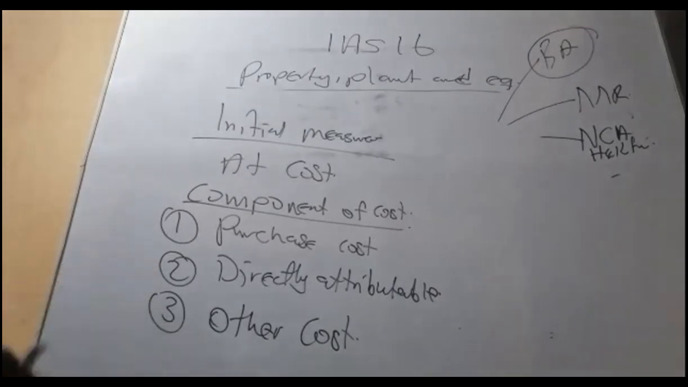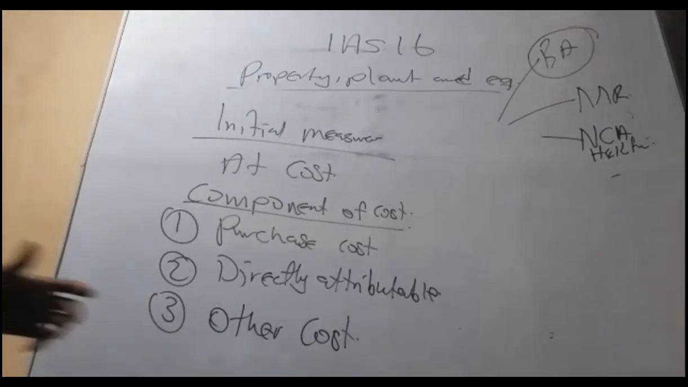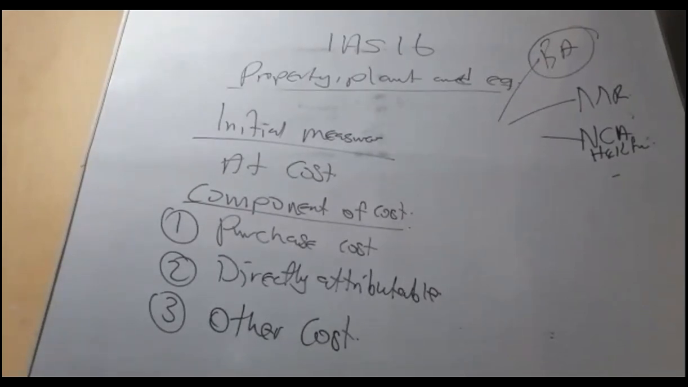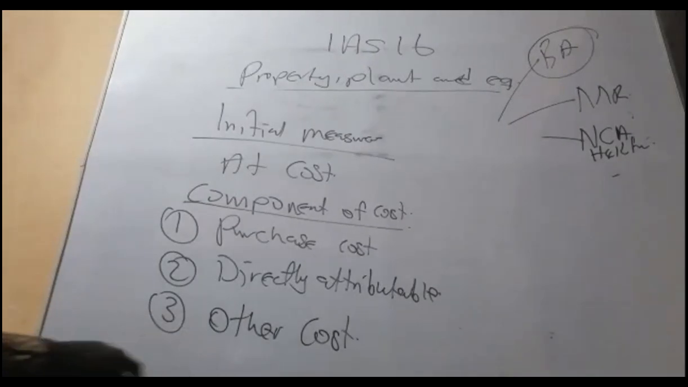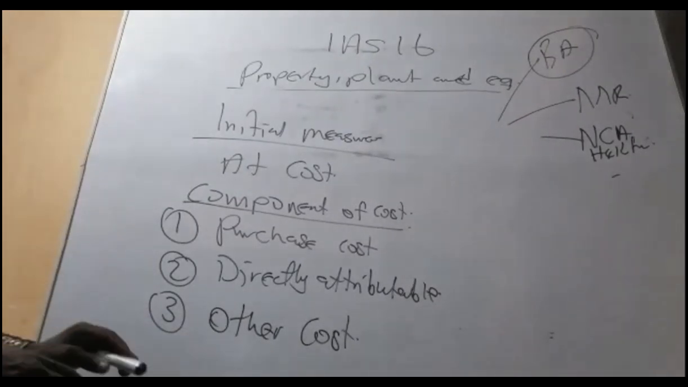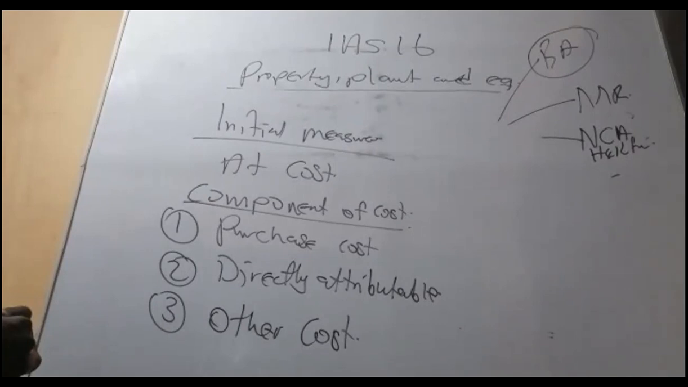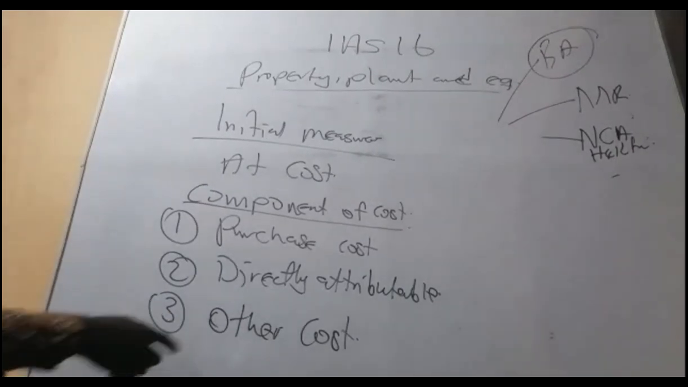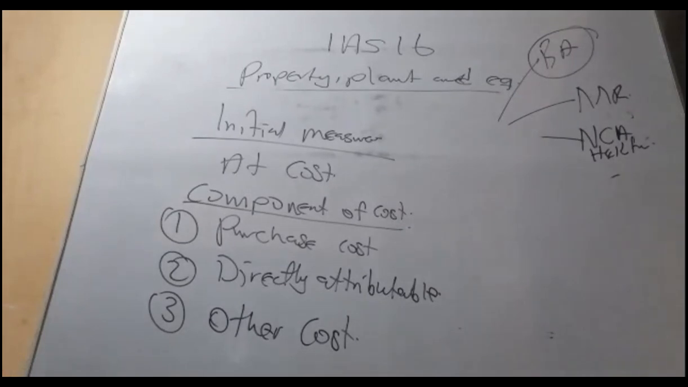Sometimes aside this cost, you incur some cost that will help you to make the asset available or ready for use. That is it. Here, just that the costs over here are very stubborn, but don't worry, I've detailed the calculation with a practical illustration, so you'll be fine when you get there. Now let's go straight and start our question.